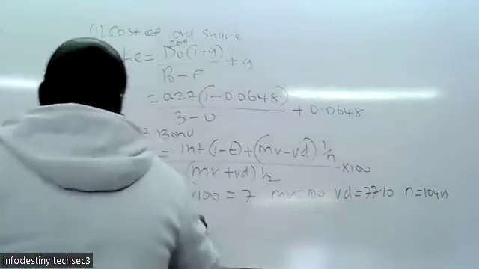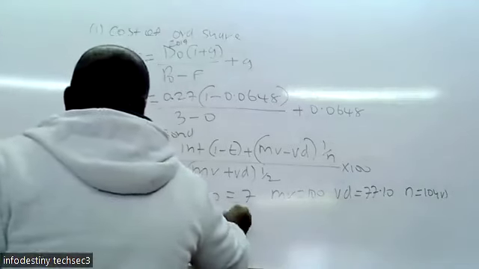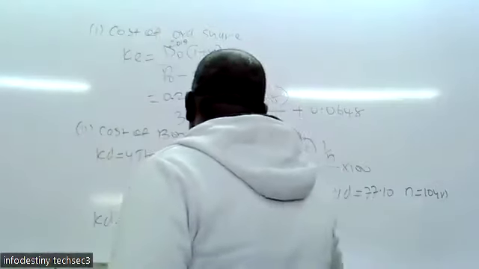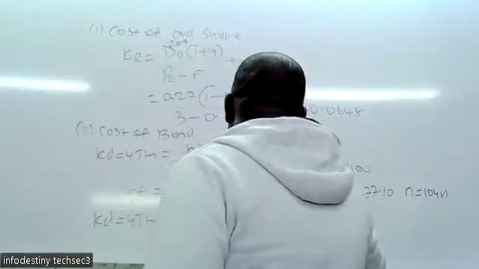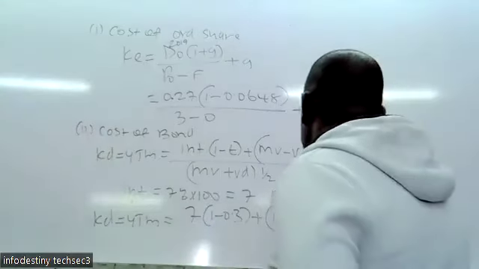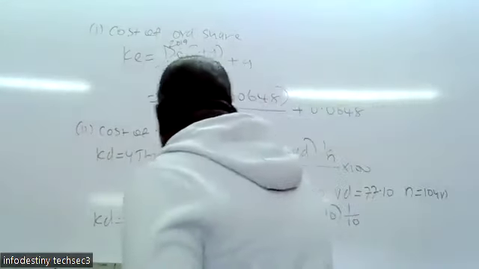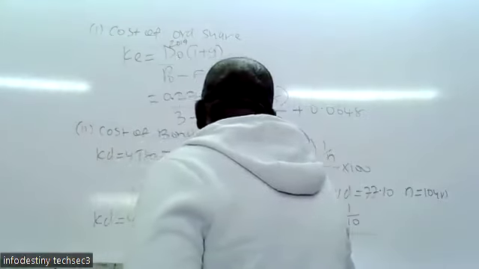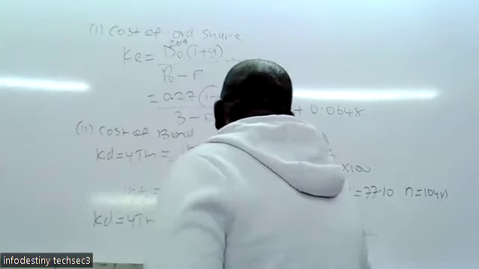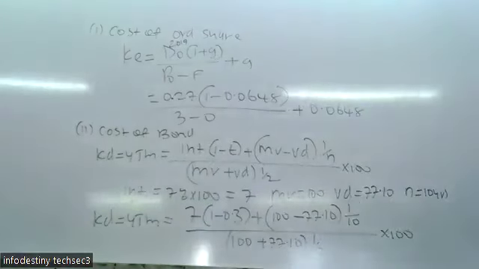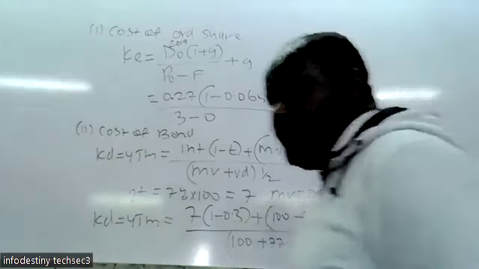So interest, you take 7 times 1 minus 0.3. So maturity value is 100. N is 10 years. So express that as a percentage.